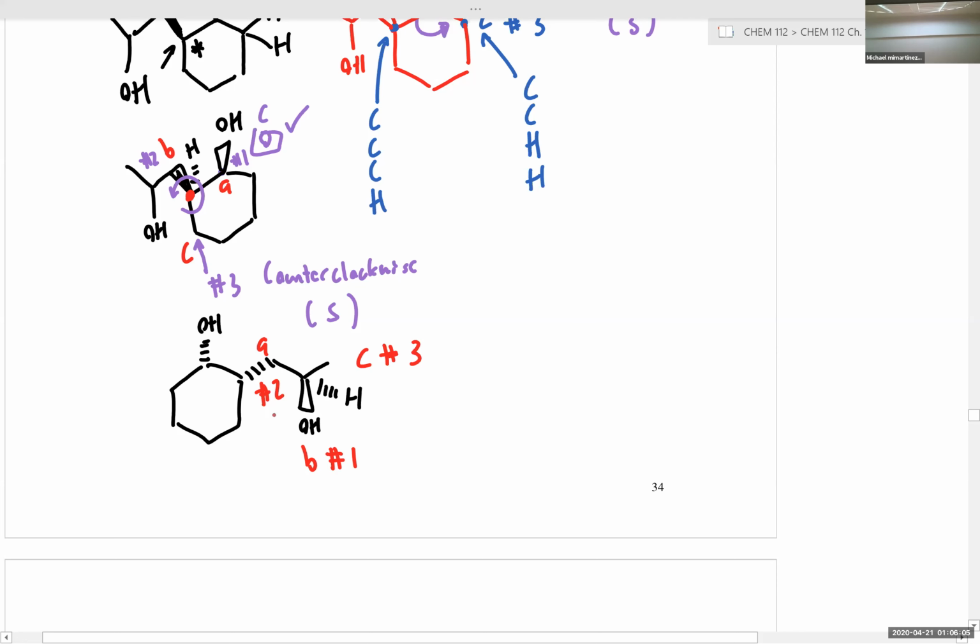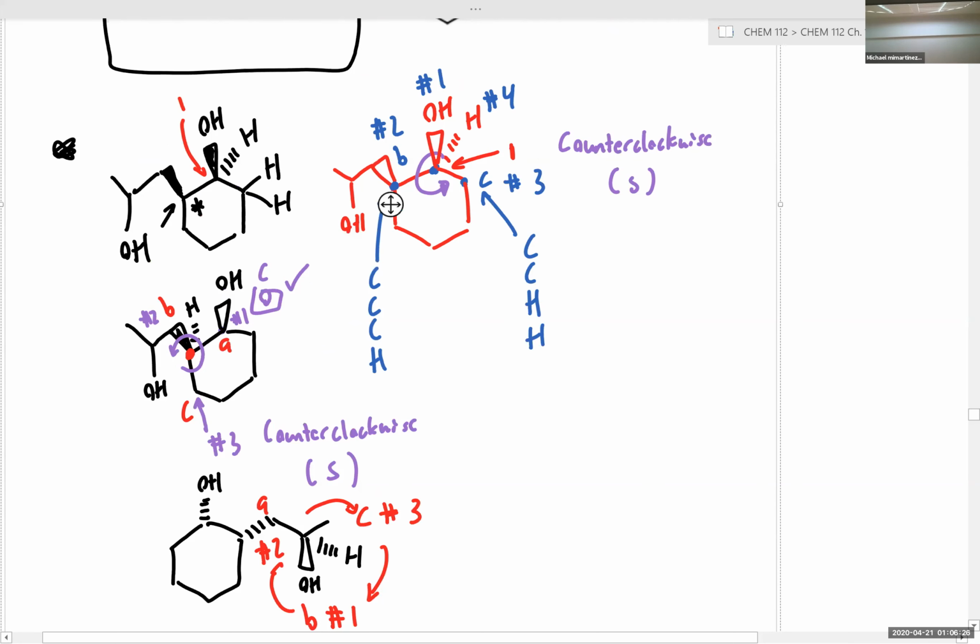So if we draw our arrow, okay, do we have an R or S stereocenter? Are we going clockwise or counterclockwise? I see a lot of people typing R. That's exactly right. Okay, so clockwise, R. So let's fill that in here.